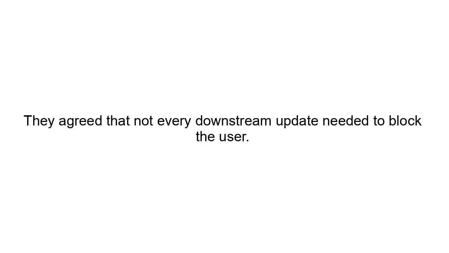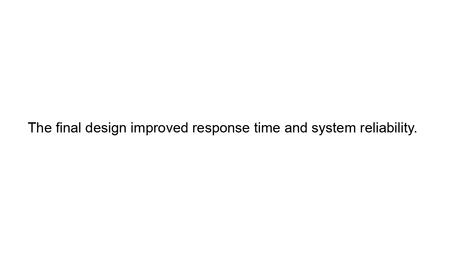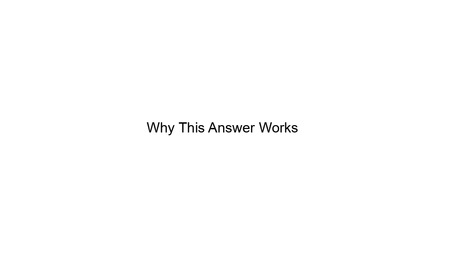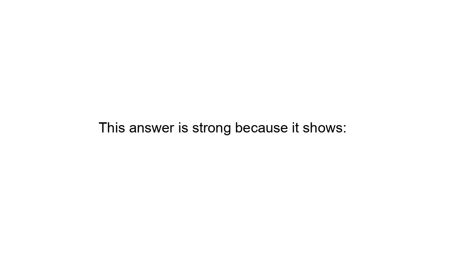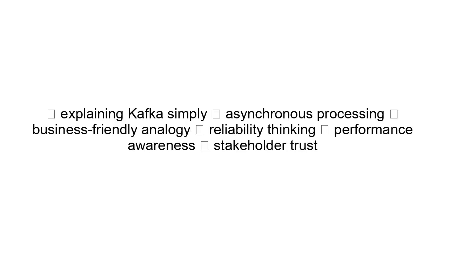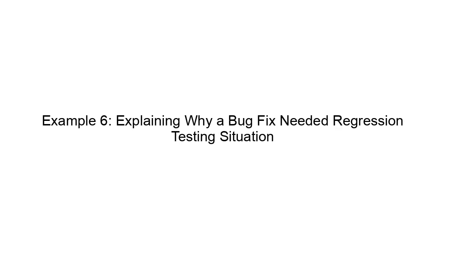They agreed that not every downstream update needed to block the user. The final design improved response time and system reliability. Why this answer works. This answer is strong because it shows explaining Kafka simply, asynchronous processing, business-friendly analogy, reliability thinking, performance awareness, stakeholder trust.